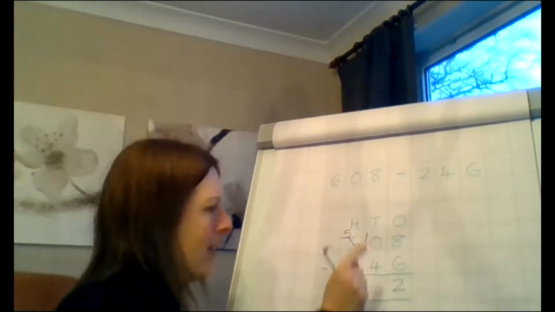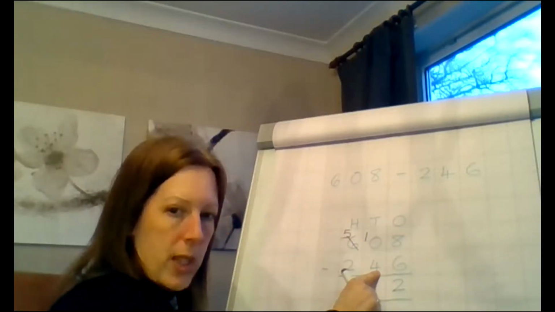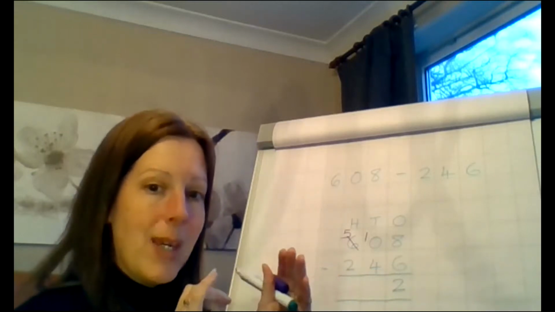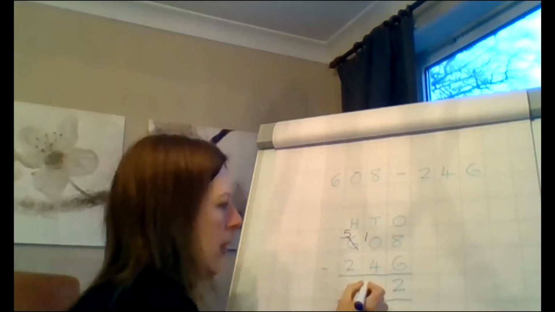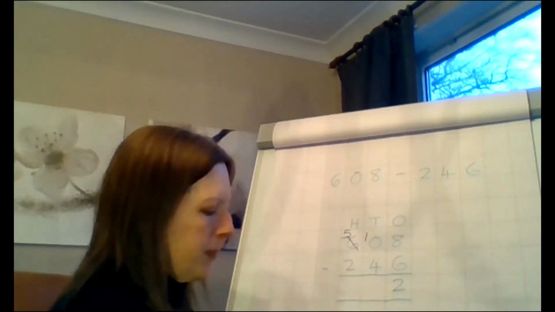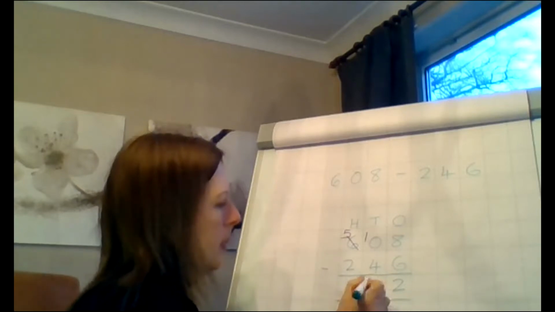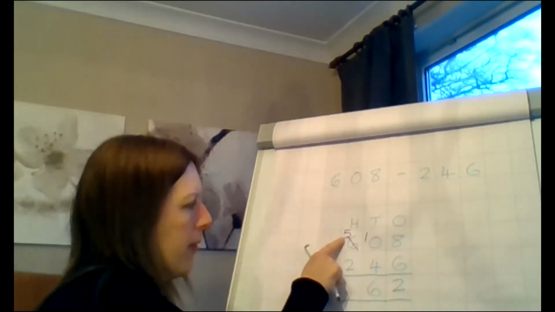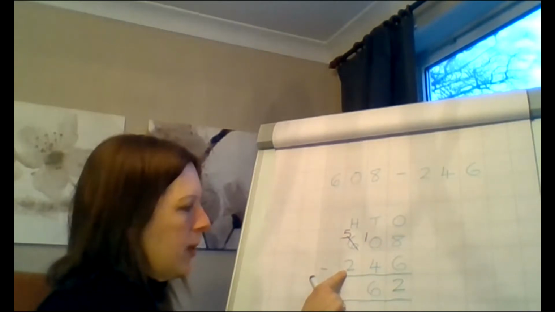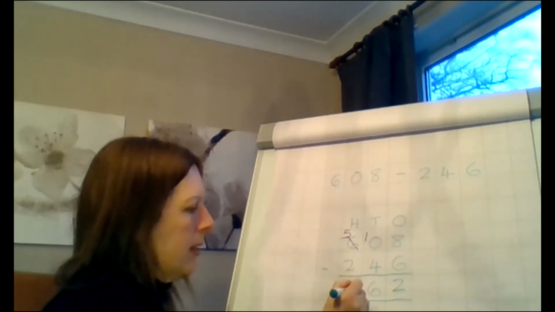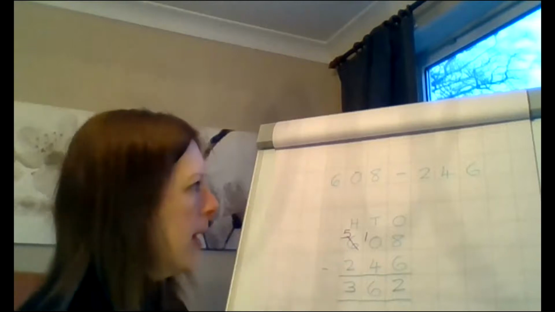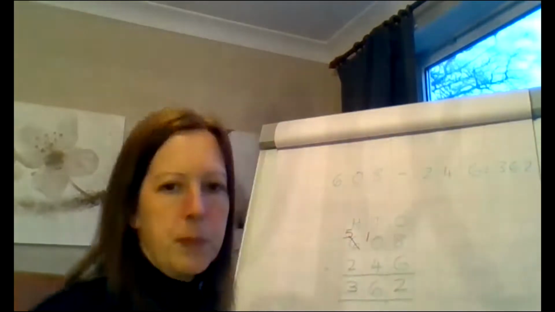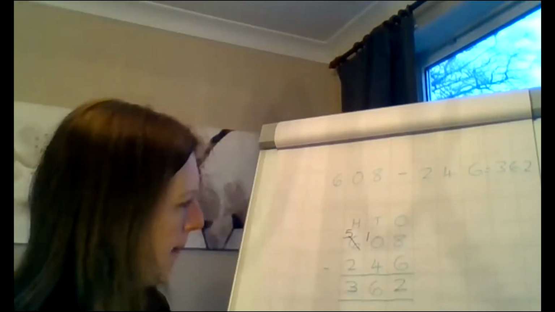So 10 take away my 4 tens. So 10 take away 4 is going to give me 6. Well done if you got that right. So let me stick with my green colour. 10 take away 4 is my 6. And then my 500 here, take away my 2 is 3. So my answer is 362 for that particular question there.